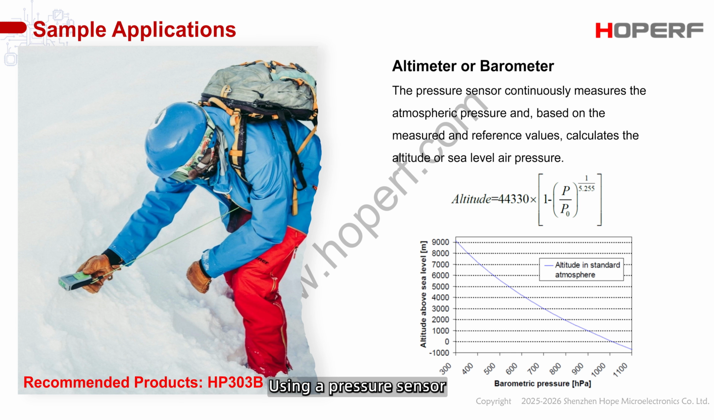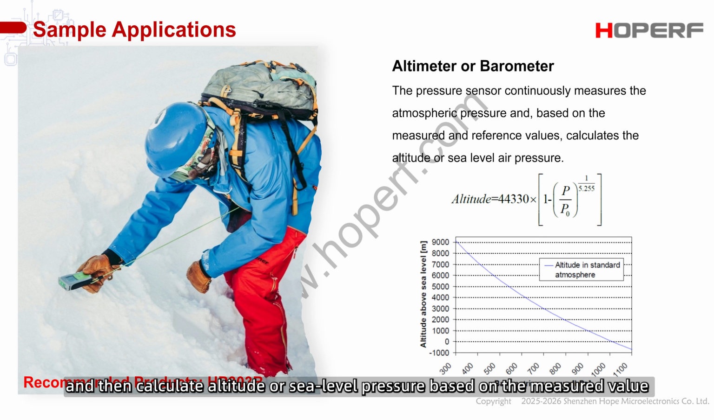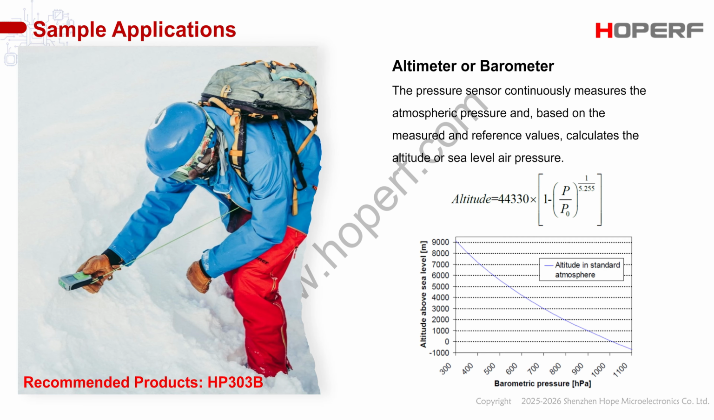Using a pressure sensor, a barometer can continuously monitor atmospheric pressure and then calculate altitude or sea level pressure based on the measured value and the reference value. Recommended product: HP303B.